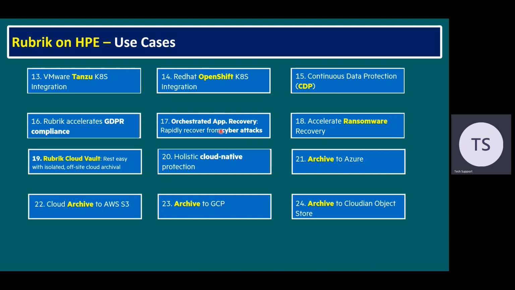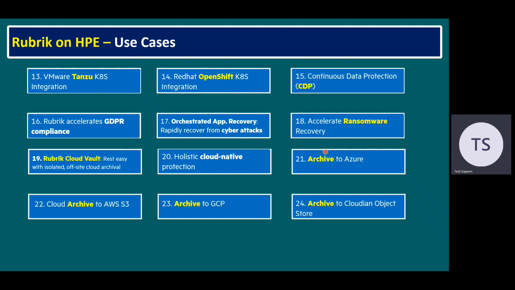With traditional architecture, recovery may take weeks and months, but with Rubrik on HPE, recovery is much faster. And accelerate ransomware recovery is obviously one of the main use cases; Rubrik on HPE is supported for ransomware recovery. And Rubrik Cloud Vault offers rest easy with isolated offsite cloud archival and holistic cloud native protection. Even your cloud native applications are completely protected, and wherever they are running, whether in a private cloud or public cloud, it is compatible.